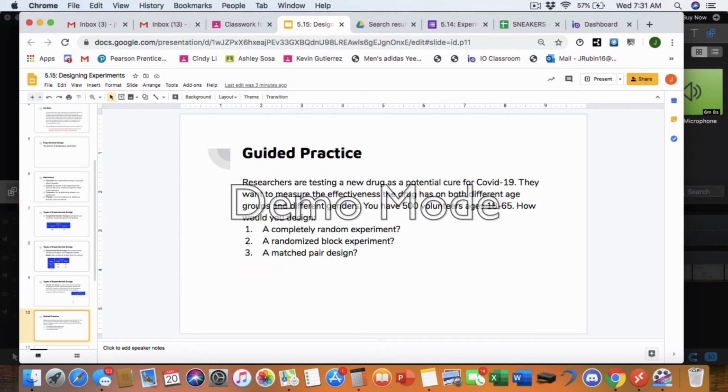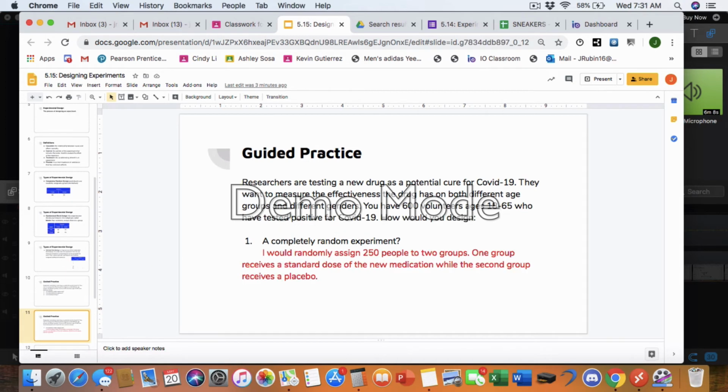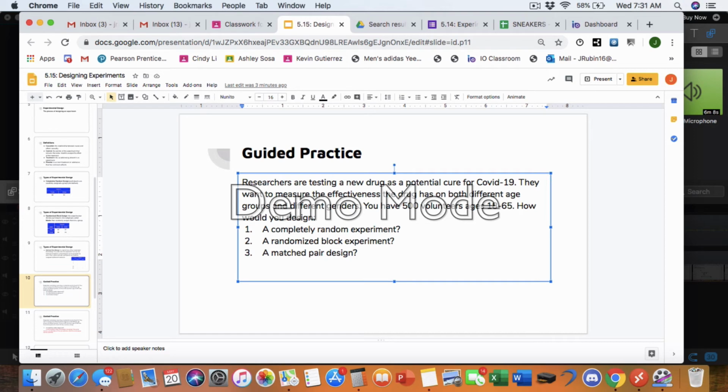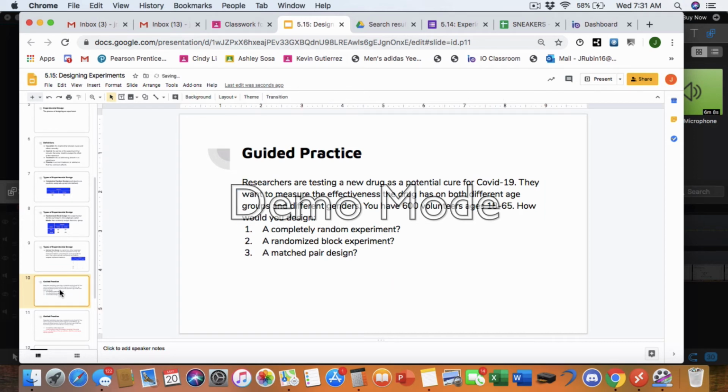Okay, so you have this scenario here. Researchers are testing a new drug as a potential cure for COVID-19. They want to measure the effectiveness the drug has on both different age groups and different genders. You have 500 volunteers, ages 18 to 65. How would you design these 3 experiments? Actually, there's a typo here, 600. So, once you're done, come back and view.